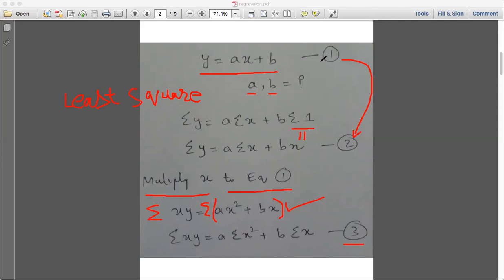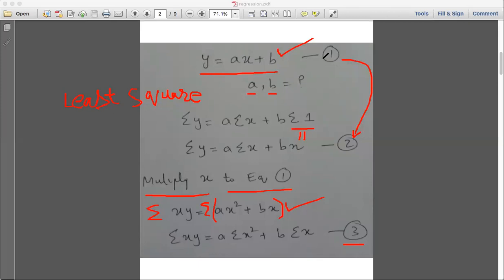So from equation 1 we find two equations. One is in the form of summation y, that is equation 2, and the other is equation 3. On the left hand side you can see it is summation xy is equal to a summation x square plus b summation x. Why are we doing this? Because we need to find this equation y in terms of x, y is equal to ax plus b. We need to find the values a and b, and the method that we are following here is known as the least square method. So please note down the equation y is equal to ax plus b, the equation of a straight line y in terms of x.